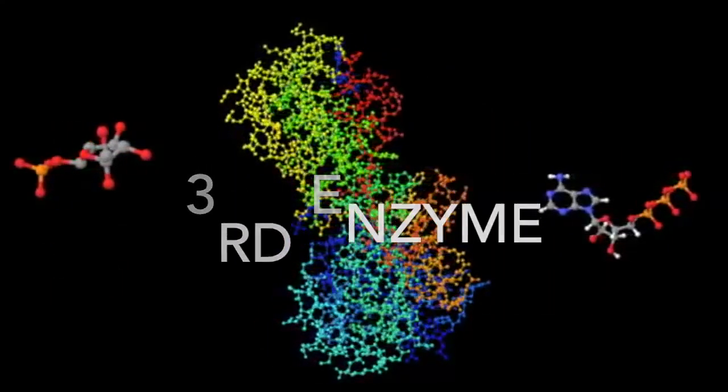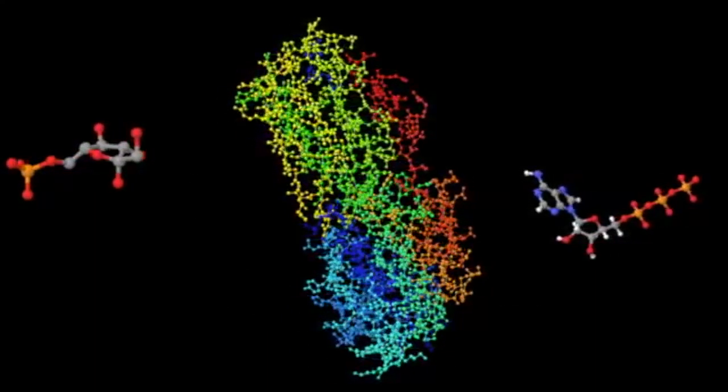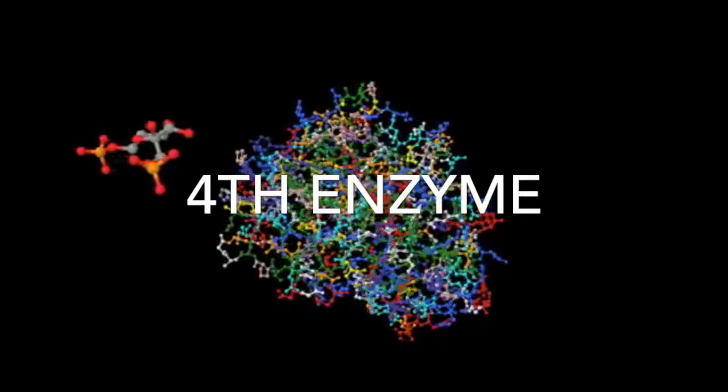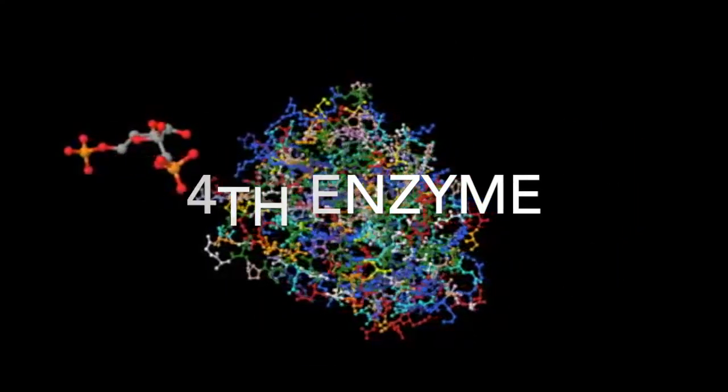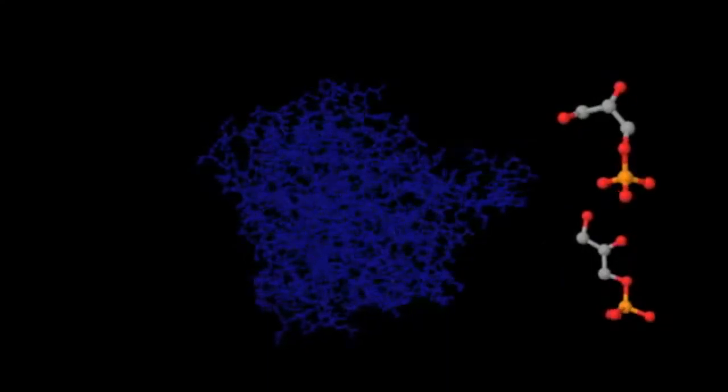Phosphofructokinase captures the molecule we just made, as well as another ATP molecule, producing fructose 1,6-biphosphate. This enzyme is fructose 1,6-biphosphate aldolase, and it cuts the molecule in the middle, producing two similar pieces.